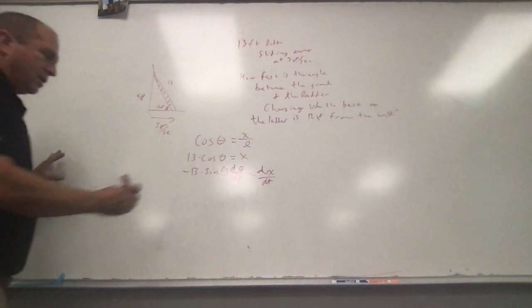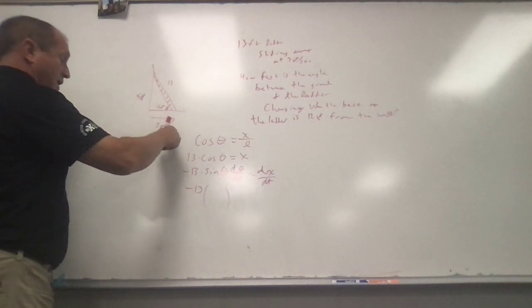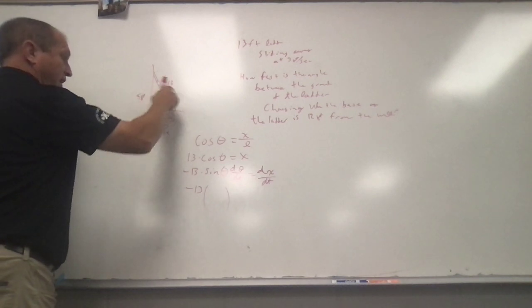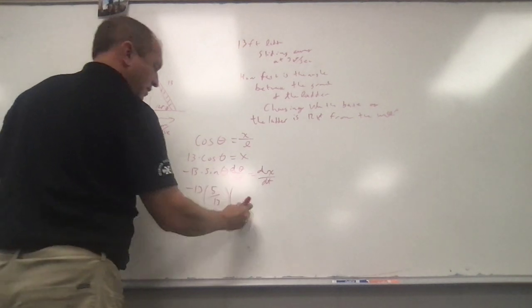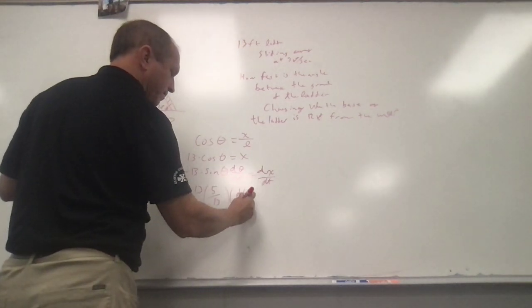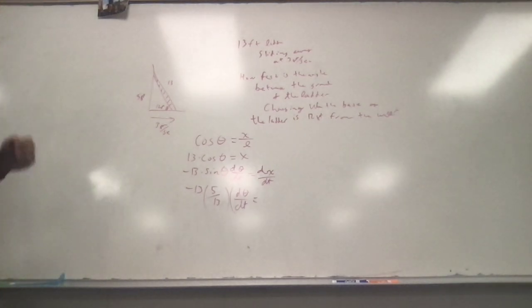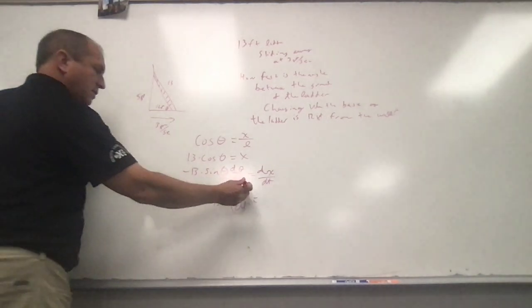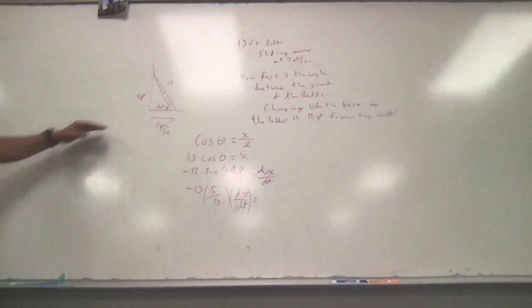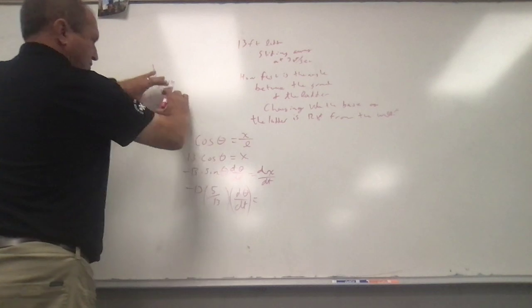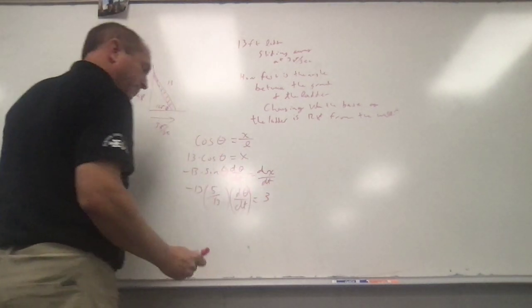So now we get negative 13. All right, what is the sine of this angle? Well, the sine of this angle is 5 over 13. And then d theta dt is what we're trying to solve for. And dx dt is what here? Is it positive or negative? It's positive because that side, as the ladder slides away, that length is getting bigger. So it's going to equal positive 3 here.